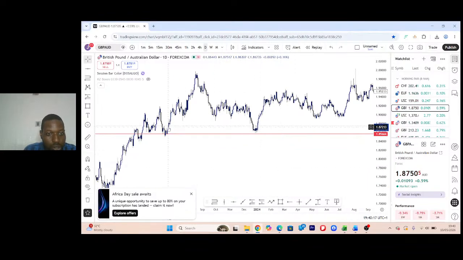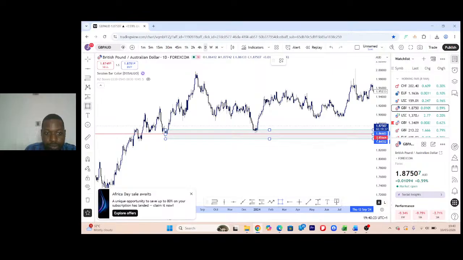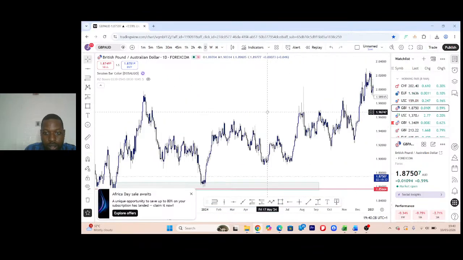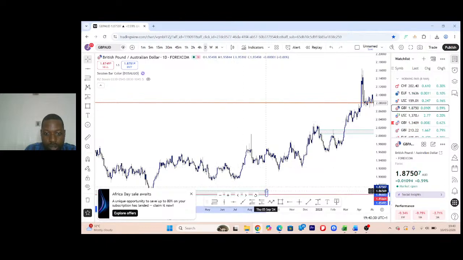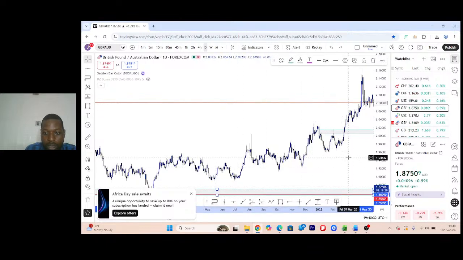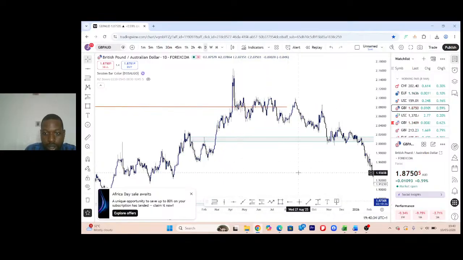Okay, so it's actually reacting from an order block from this region here. Yeah, so that's where GBPJPY is actually reacting from.